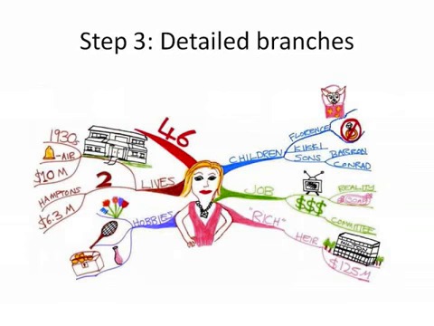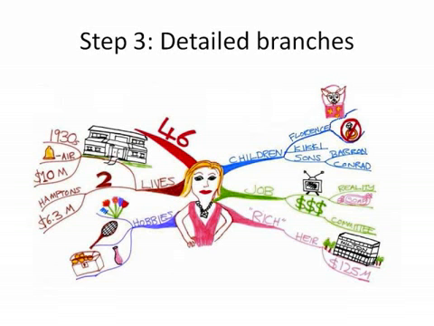Now it's time to add more detail by adding smaller branches, keywords, pictures, and always using colour. So if you look in the top right hand corner of the mind map, you can see more detail about the children, and going around clockwise you can see more branches added for each category.